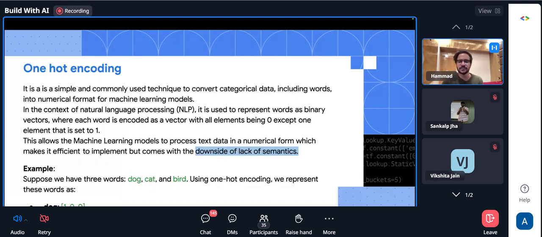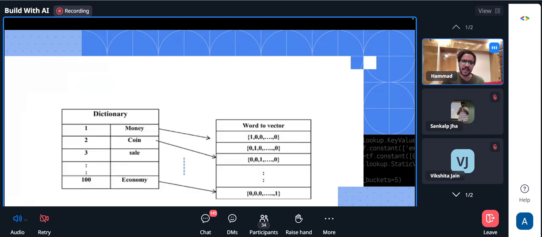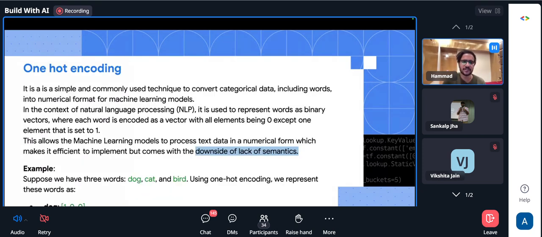Imagine a sentence that consists of 1000 words. That would require a 2D array, and you can see how many dimensions are required. So basically it was very inefficient. But it is important to understand that for a machine to understand a word, it is converted into a vector.